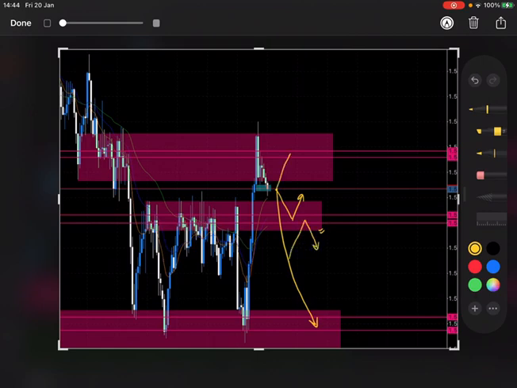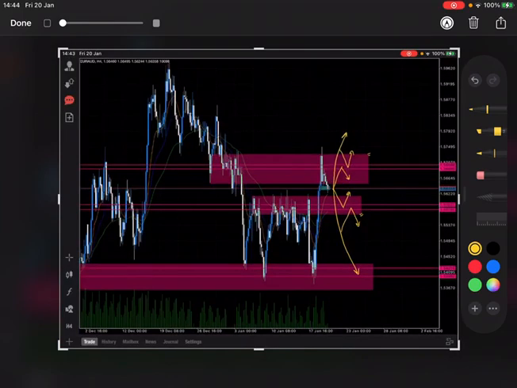Like this, vice versa. If it climbs up into our sell zone and respects it, then potentially it could drop back down. But if it breaks the zone, then potentially it could go even higher like this.